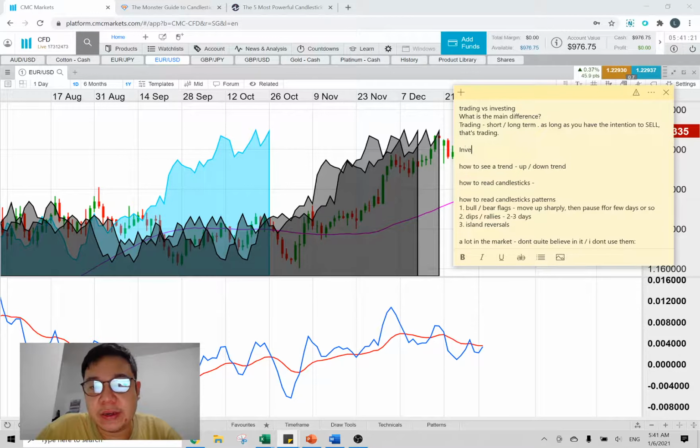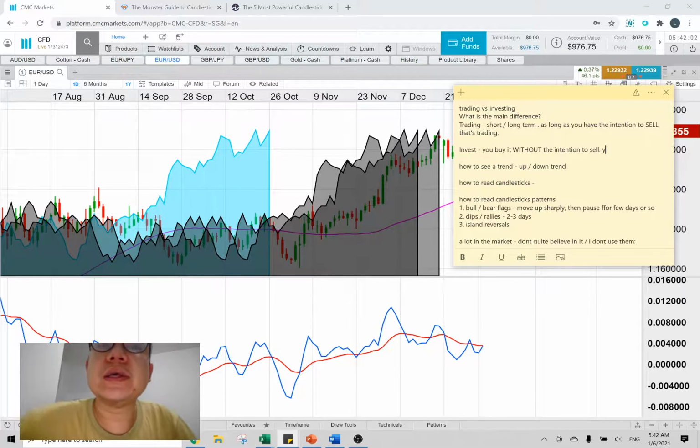Whereas investing, do you invest in properties? Do you invest in stocks? Do you invest in gold? All these things, it's very widely used. But when people talk about all these, they have the mindset to sell. So to me, that's not investing. That is more like trading. Because when you really invest in something, you buy it without the intention to sell.